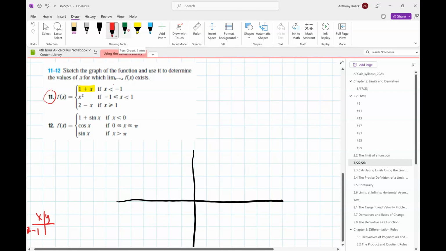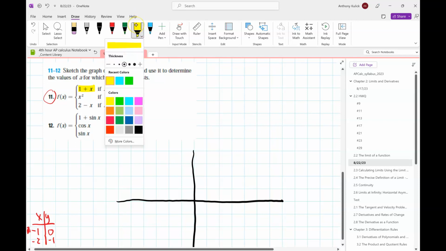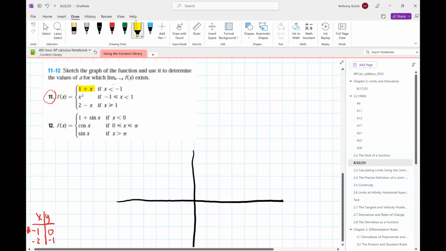When I plug -1 in for x, I get 0. And then I need to pick another x that's less than -1. Maybe I'll pick -2. I get -1 there. So far, so good? So if I plot that part, I have -1, 0, and then -2, -1. So there's that piece of my graph.